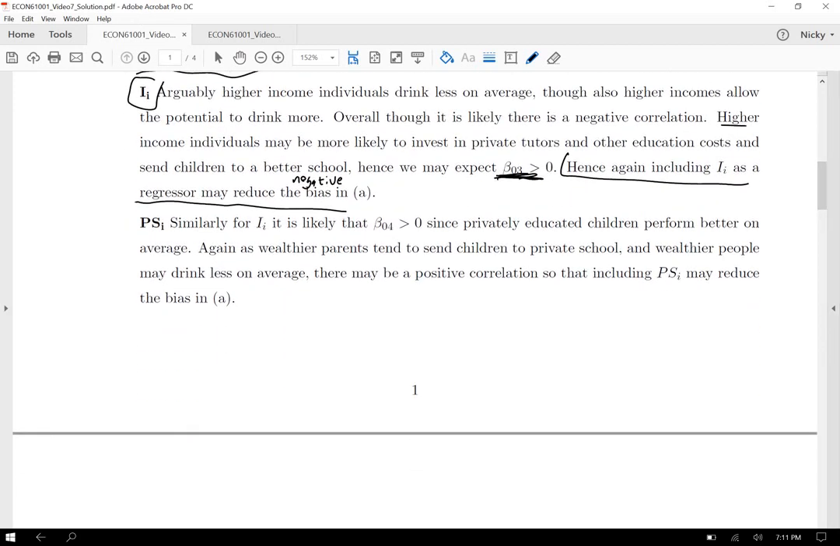And you can go through like this. So you can do the same thing for parental test scores. For a private school, likely private school has a positive effect on the child's test score, and likely that wealthier parents will drink less, so that there'd be a negative correlation between people who go to private schools and how much their mother drank during pregnancy. So again, it would likely reduce the bias in A.